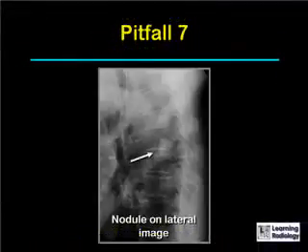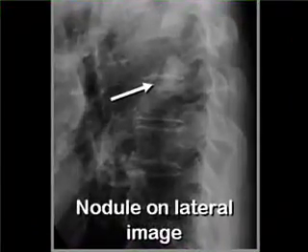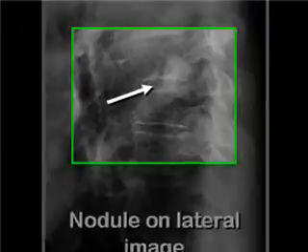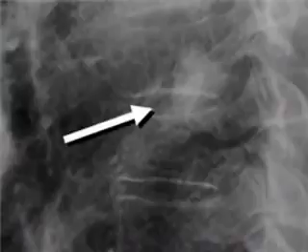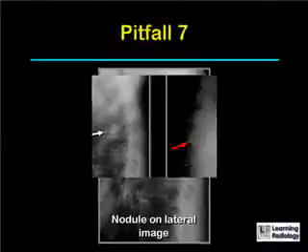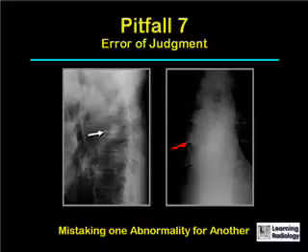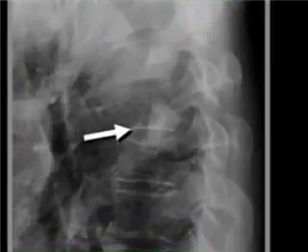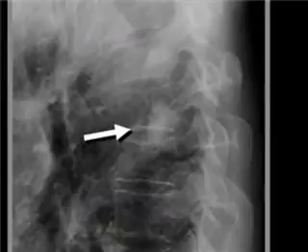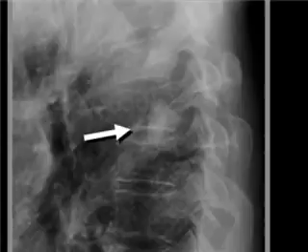Here's the next example. The observer noted that on the lateral radiograph of the chest, there appeared to be a nodule, which is shown by the white arrow. What do you think? Well, this in fact is not a nodule in the lung and is an example of mistaking one abnormality for another. When you see a density overlying the spine, which more or less is superimposed on the intervertebral disc space, as this is, then you have to think about the possibility that the so-called nodule is actually a large osteophyte.